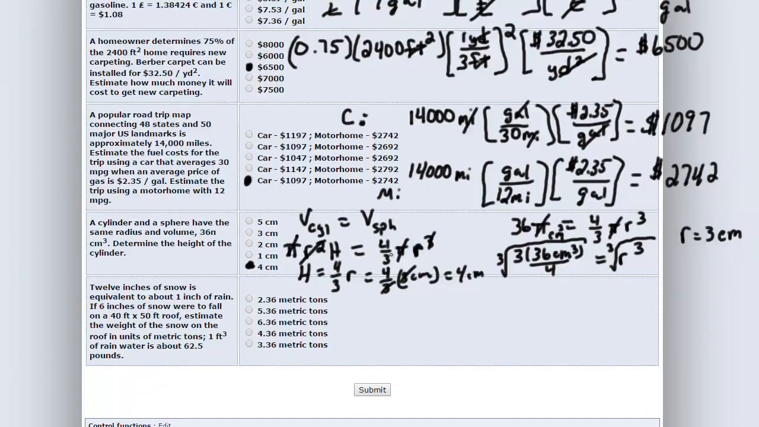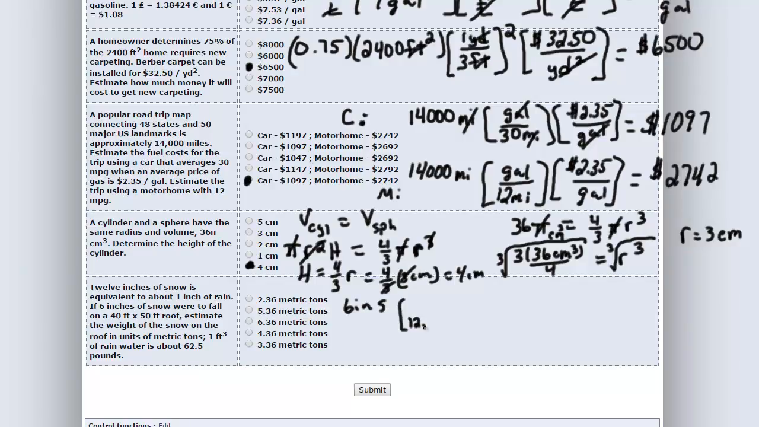So now we have 12 inches of snow. It's equivalent to 1 inch of rain. Okay. 6 inches of snow fall on a roof. What is the weight of the snow on the roof? Well, 12 inches of snow is equivalent to 1 inch of rain. So we have 6 inches of snow.